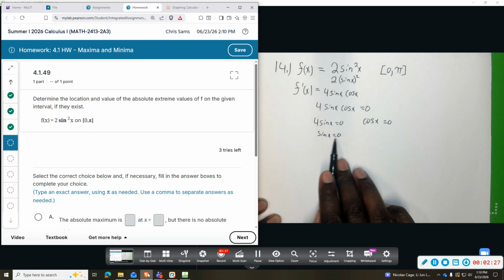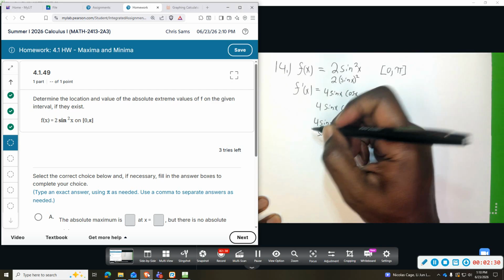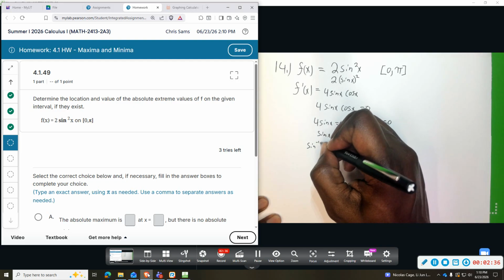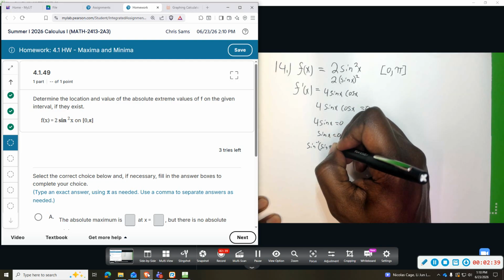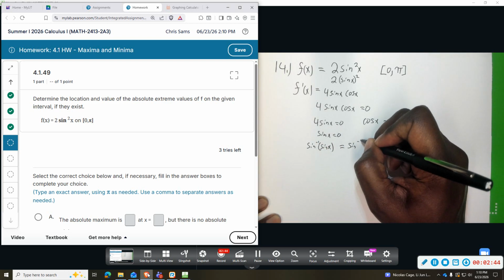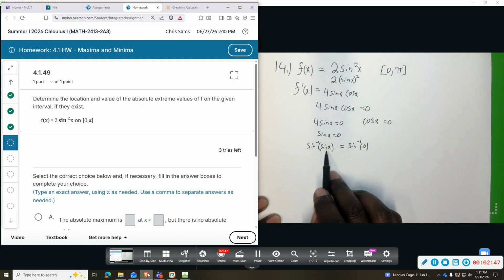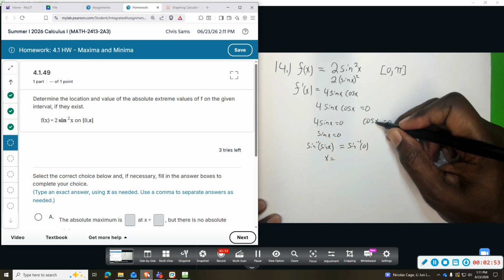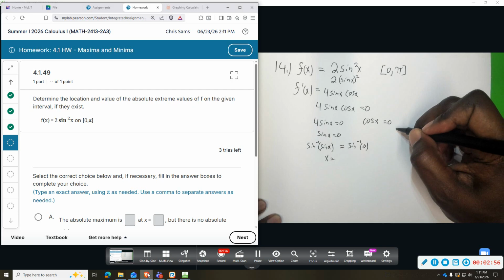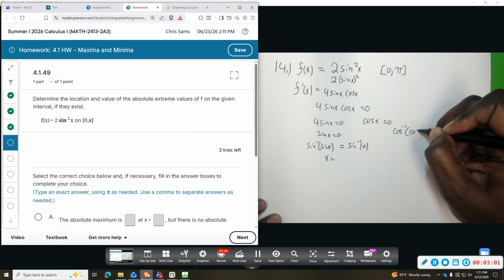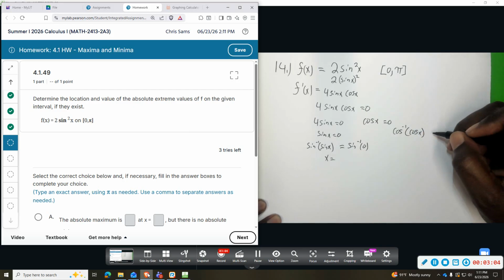And then if you wanted to solve this, you would take the inverse sine, or arcsine, of both sides. So it would be sine inverse, and that gets rid of the sine. And then you would have x equals whatever value you get here. You would do the same thing over here, but with arc cosine, so inverse cosine of 0.